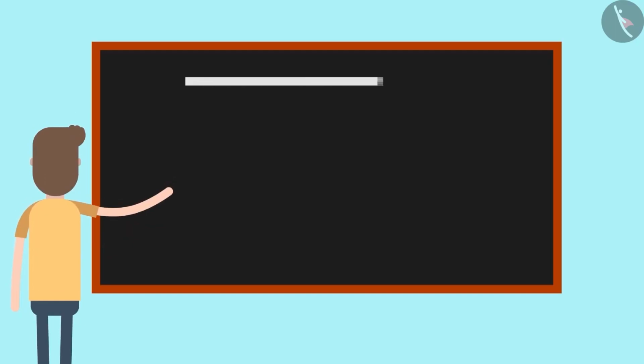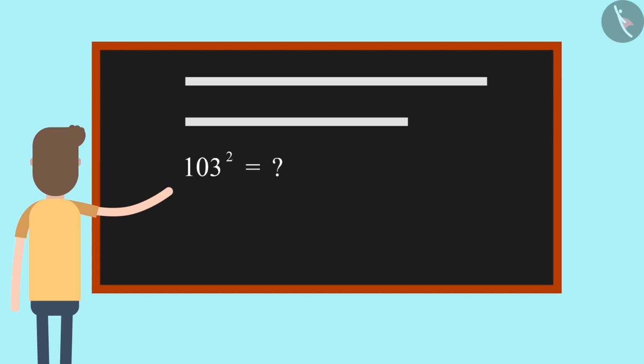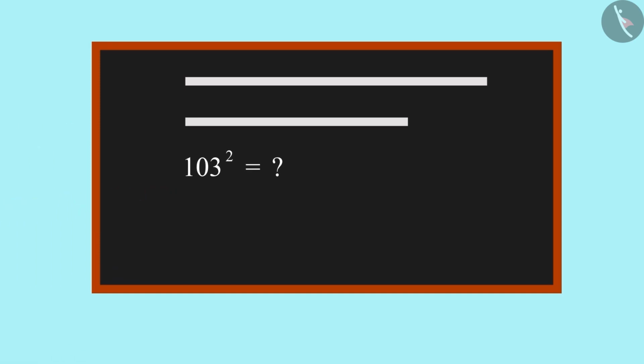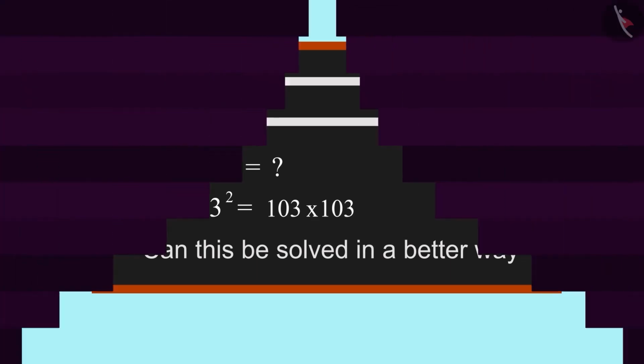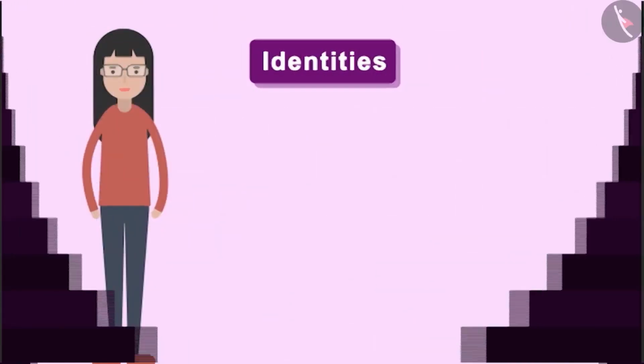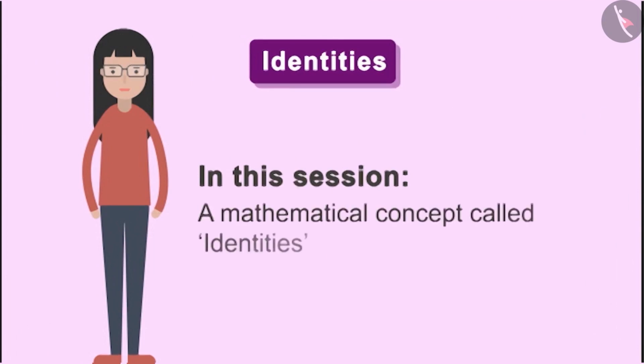Raj is working on a problem that involves solving large numbers. He reaches a point where he needs to find the square of 103. But he realizes that multiplying 103 by 103 will take a lot of time. Can you help him solve this problem in a better way? So friends, in order to do this, let us learn about a mathematical concept called identities in this session.